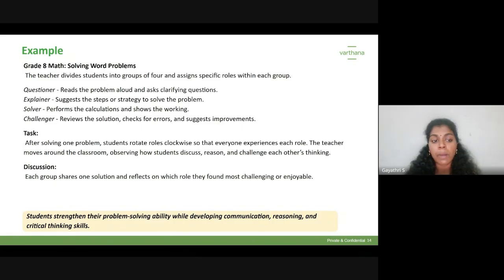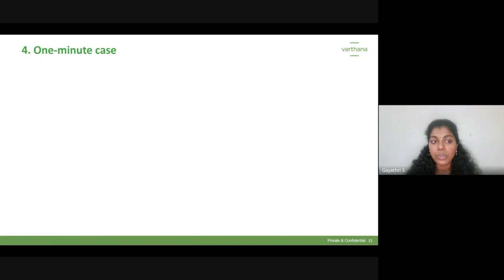Here they're not solving the problem all by themselves. Here they have to solve it along with the group, and they also have to play only one part of the role. So that's why it's very important to solve problems and make it interesting through this activity. Let's move to the next one.